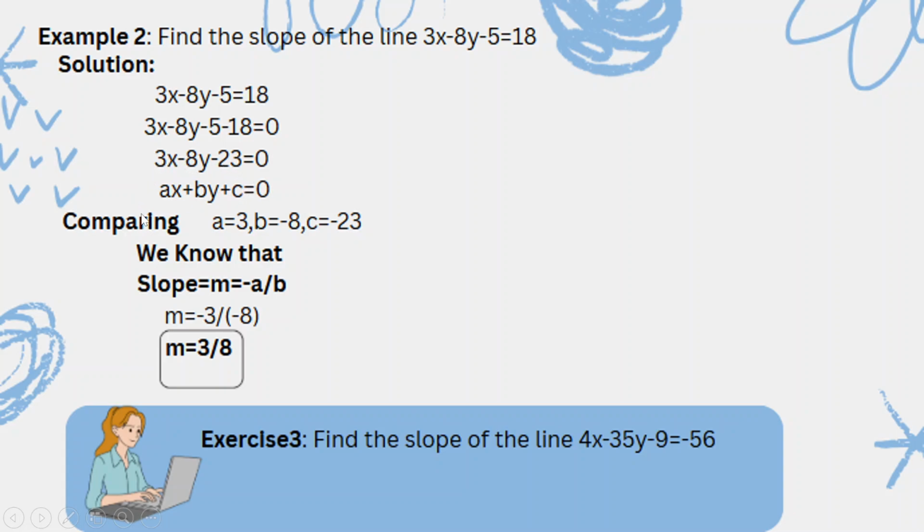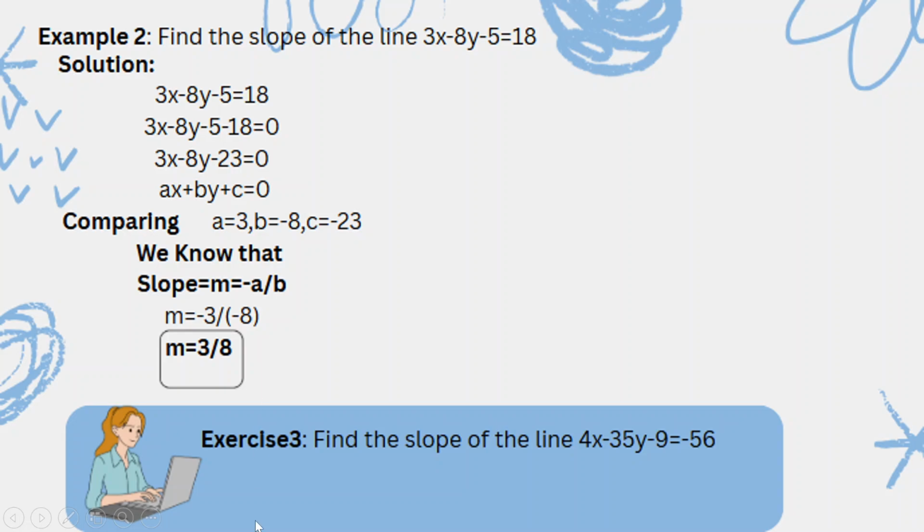On comparing, we know that a is equal to 3, b is equal to minus 8 and c is equal to minus 23. We put the formula of slope, where slope is equal to minus a over b, which is minus 3 over minus 8, minus into minus makes positive, which is 3 over 8. Hence in this case the slope will be equal to 3 over 8.